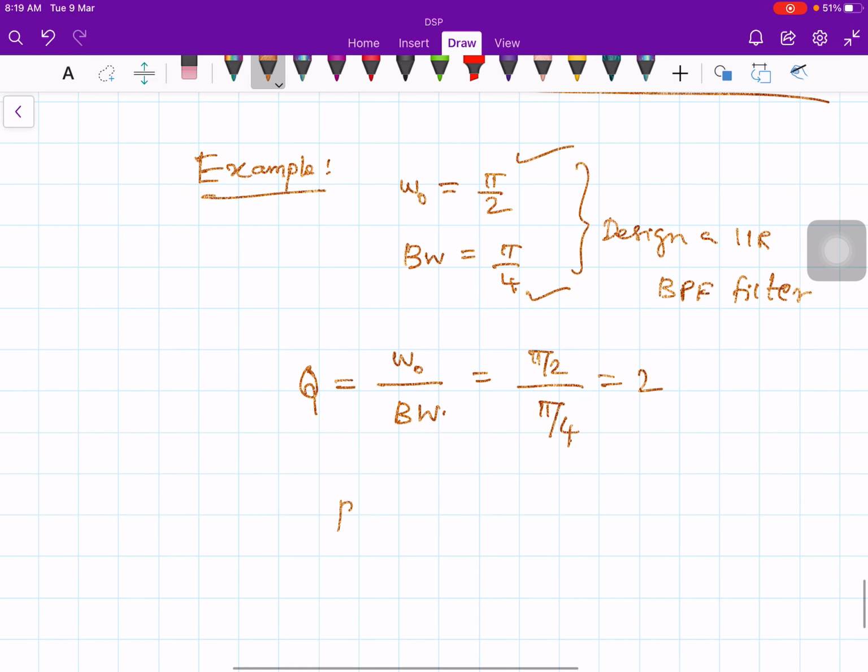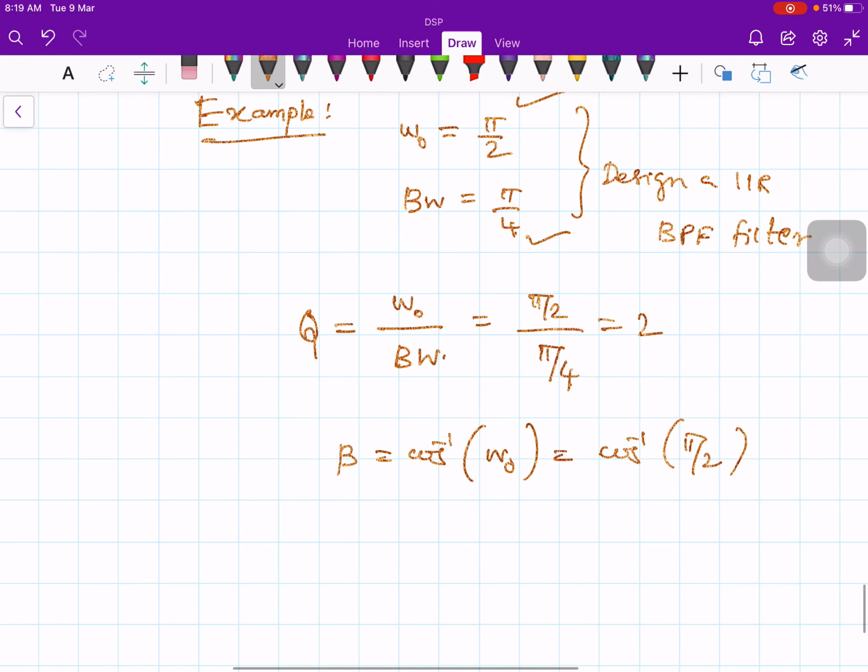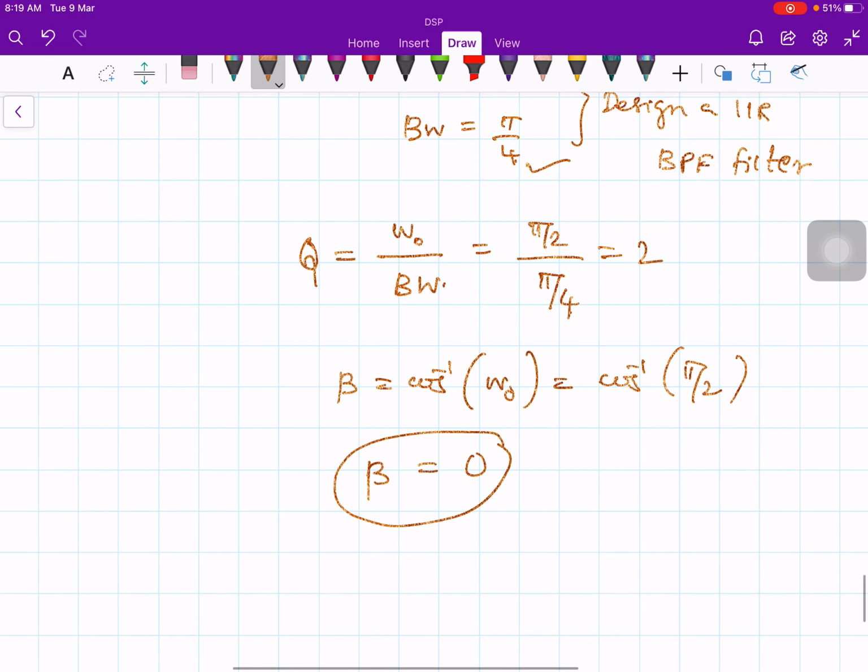Now what is the beta? Beta is cosine of the center frequency omega naught. What is the center frequency? Pi by 2. What is the cosine of pi by 2? 0. So beta is 0. One parameter is 0 here. So beta is equal to cos omega naught, and therefore beta is 0.